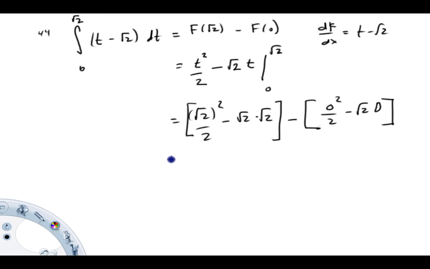So just go through now and look at this term by term. Square root of 2 squared is 2, divided by 2 is 1. Square root of 2 times square root of 2 is 2. Minus, a pair of zeros over here, I'm just going to put 0 minus 0 as placeholders. And then 1 minus 2 is negative 1. So minus 1 is the value of this definite integral from 0 to square root of 2.